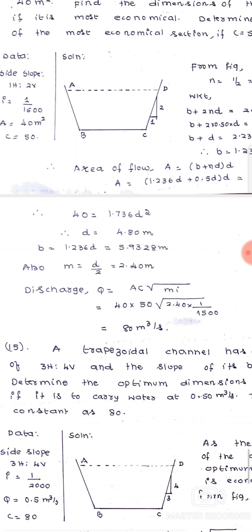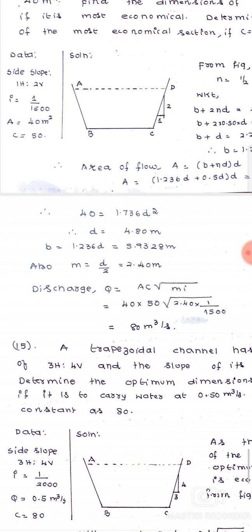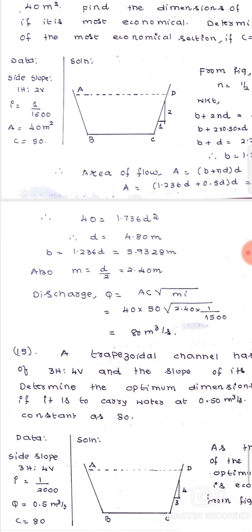So once we know the value of d is 4.8 meters, we have the condition, that is b is equal to 1.236d from condition 1. So we'll get b is equal to 1.236d, and we have d is 4.8, then the b value is 5.9328 meters. As well, we have the second condition, m is equal to d by 2, that is m is 4.8 by 2, that is m is equal to 2.40 meters.